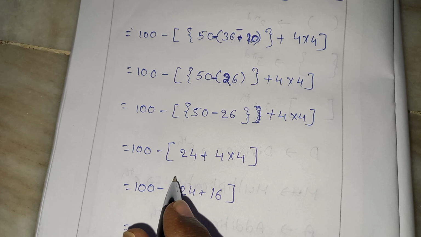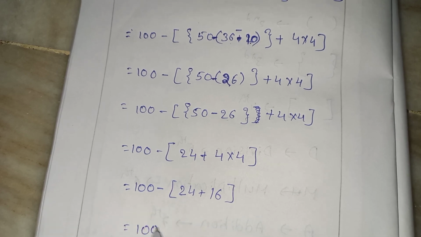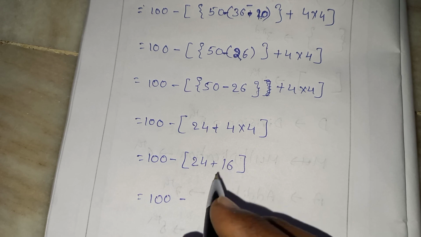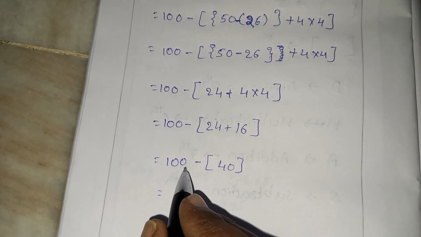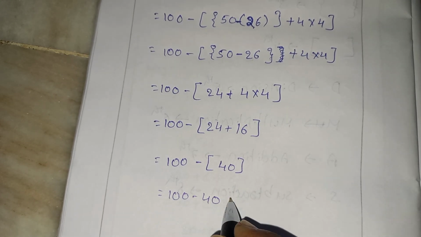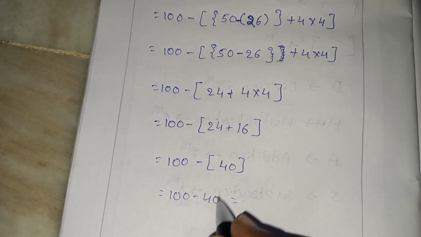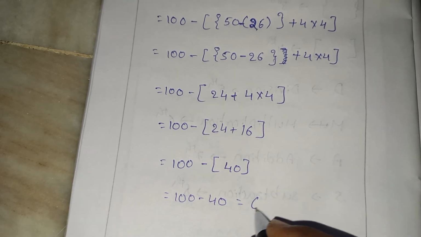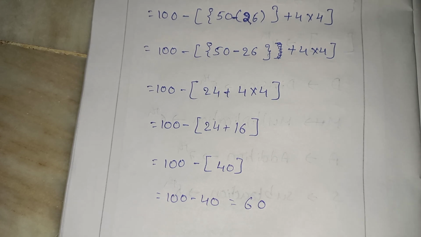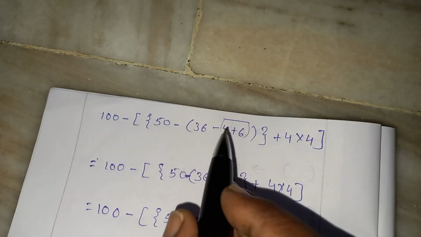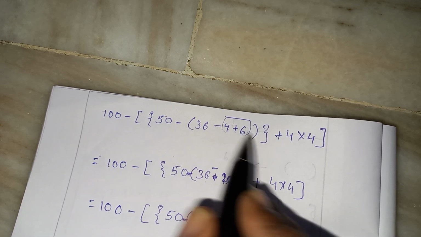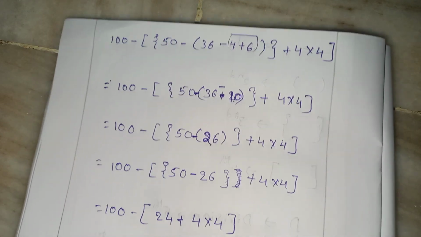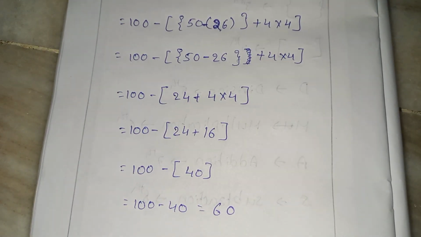Now which one do you have to do? Brackets have the highest priority. We have to do that. 24 plus 16, 40. Now take the 40 outside. Here also you can write directly, or else you can take it as a next step. 100 minus 40, result is 60. Understand or not? First the line we did, then parenthesis, then curly braces, then brackets. Okay. Hope you understand this video. In the next video, I will explain exercise 1.4.